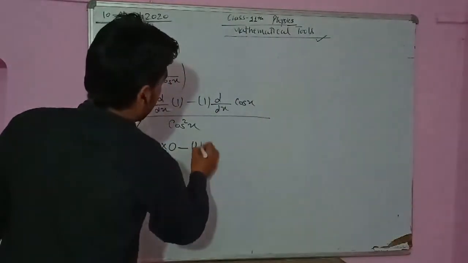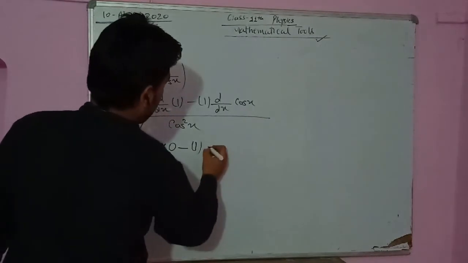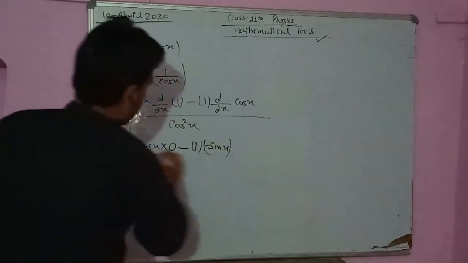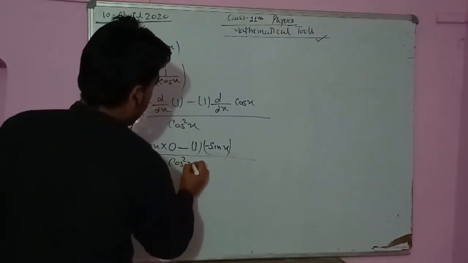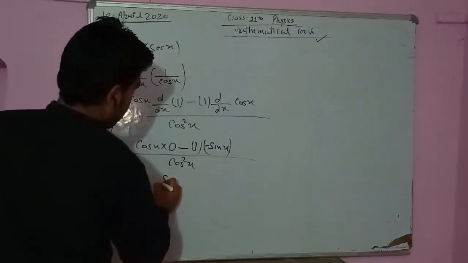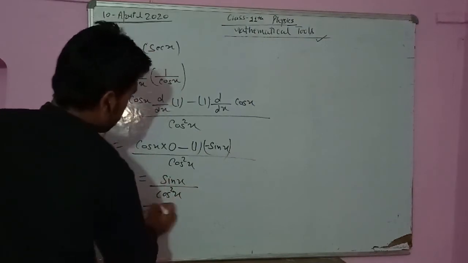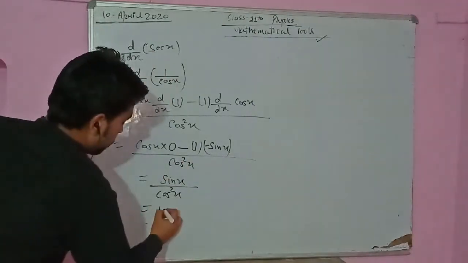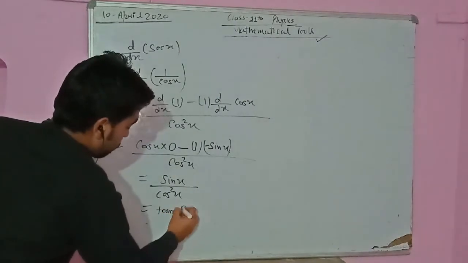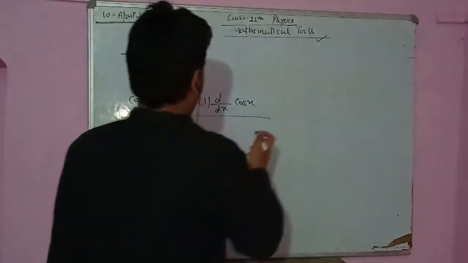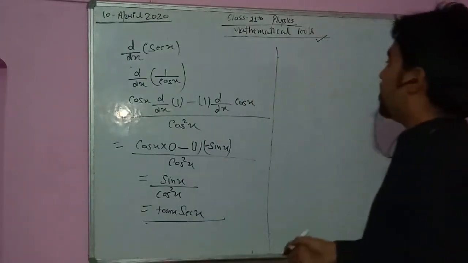Minus 1 and 2. What is the differentiation of cos? The differentiation of cos is minus sin x, divided by cos square x. Now minus into minus is plus, sin x divided by cos square x. Now solve this: sin upon cos is tan, 1 upon cos is sec. So tan x into sec x is the differentiation of sec x. I hope you understood this.